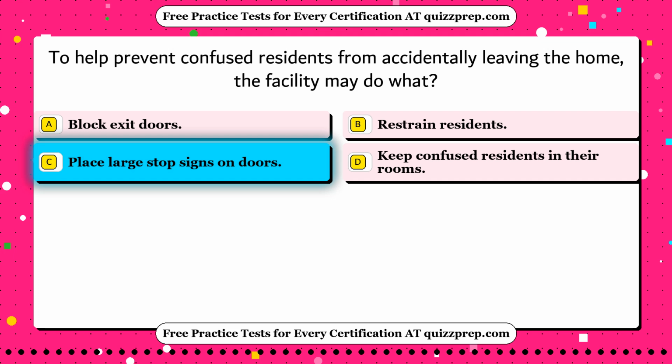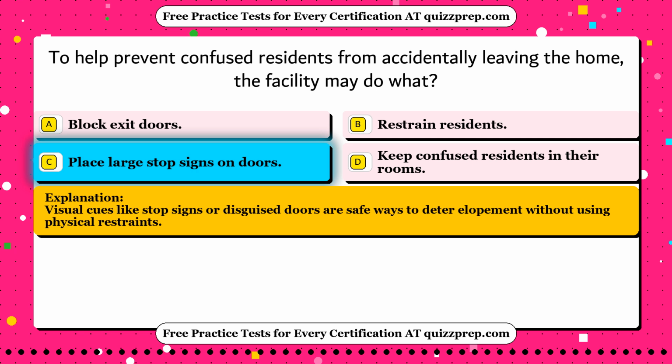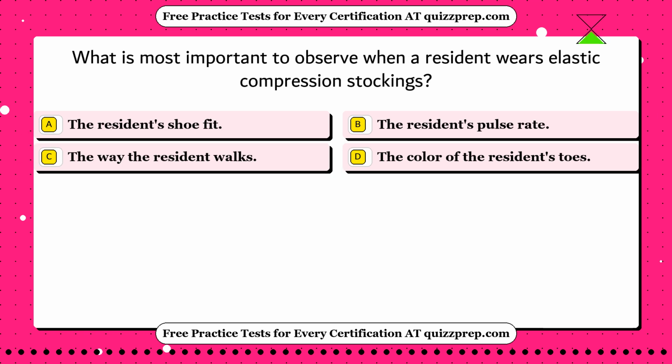The correct answer is option C. Place large stop signs on doors. Visual cues like stop signs or disguised doors are safe ways to deter elopement without using physical restraints. Question 44. What is most important to observe when a resident wears elastic compression stockings?